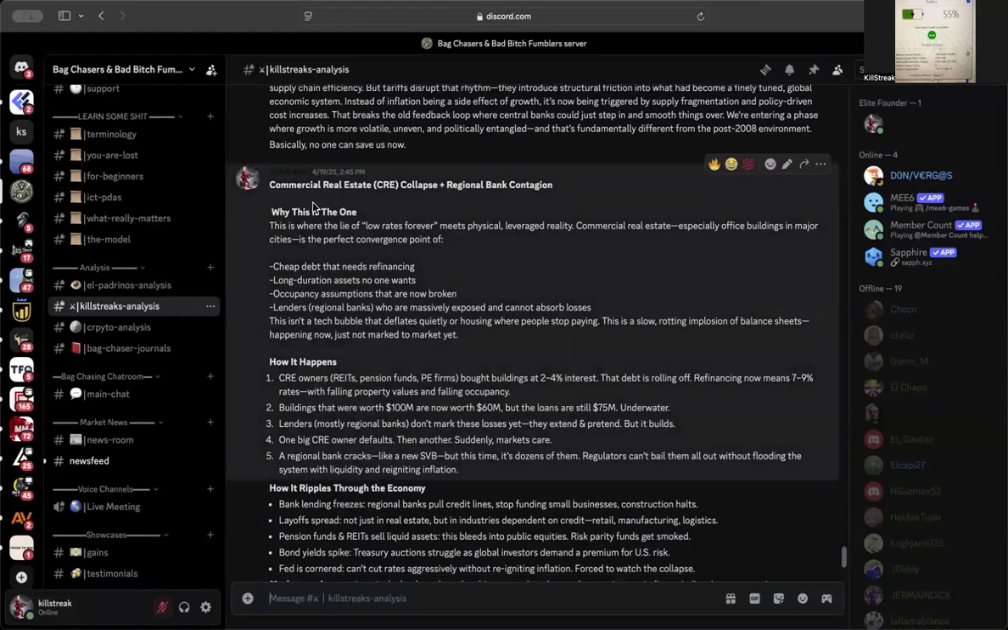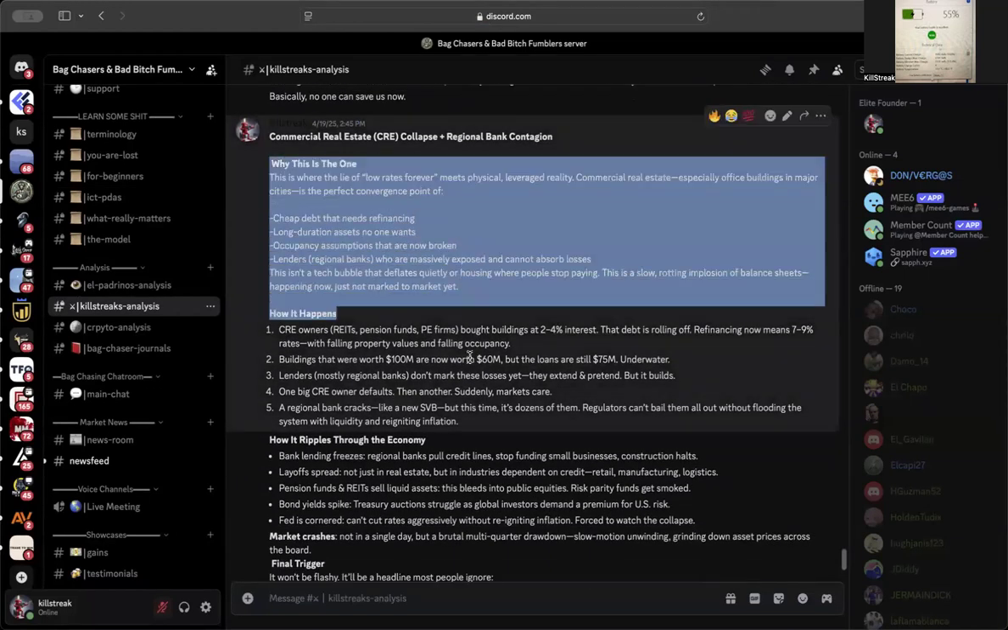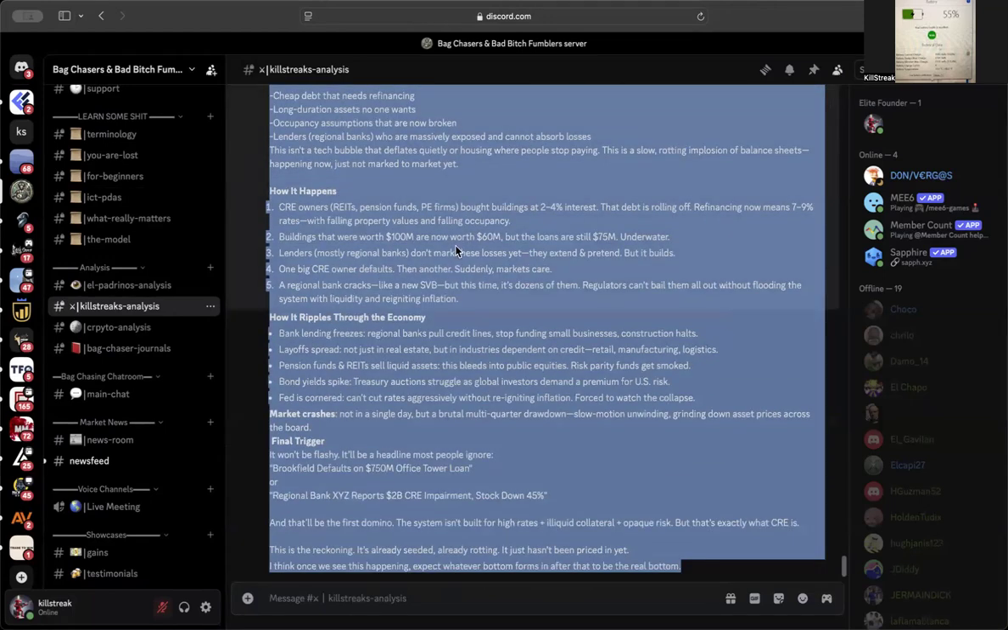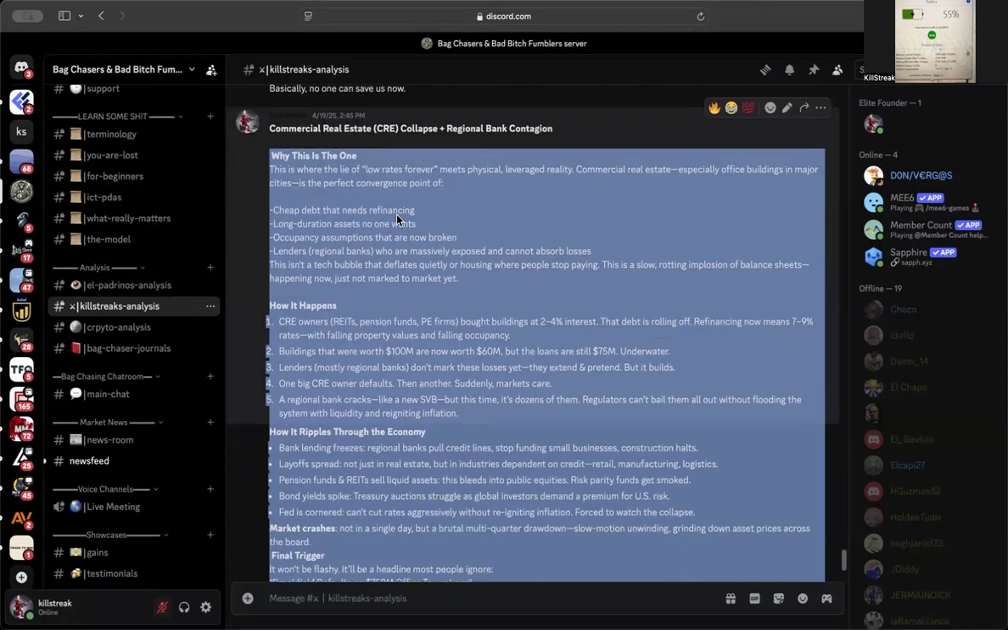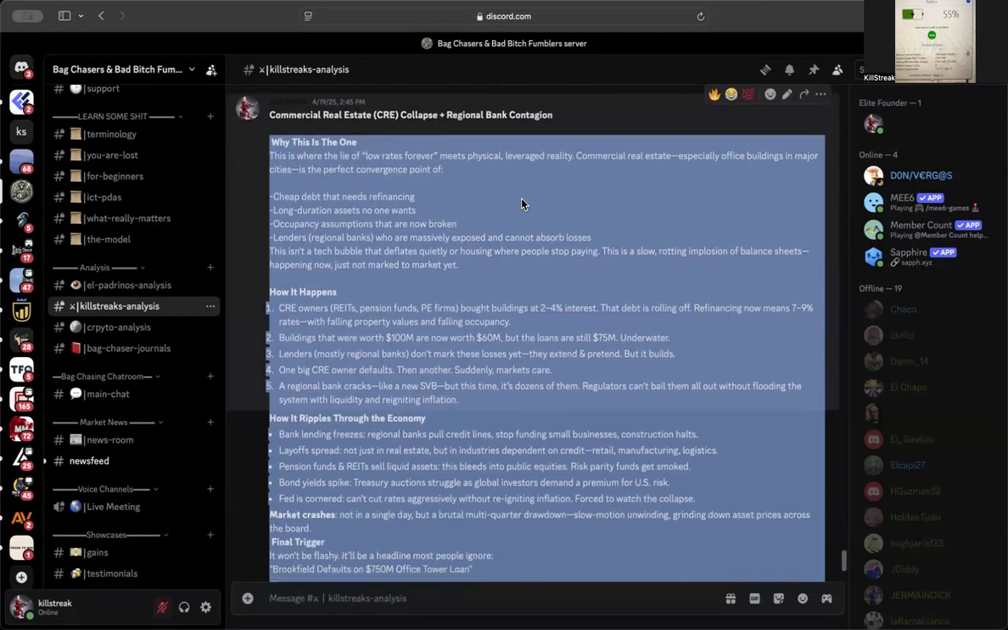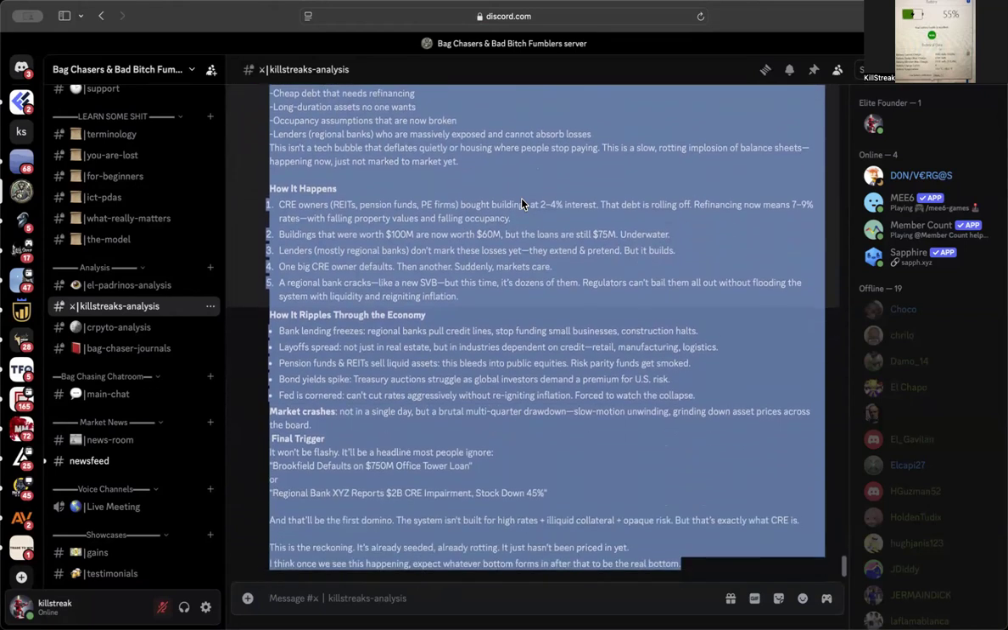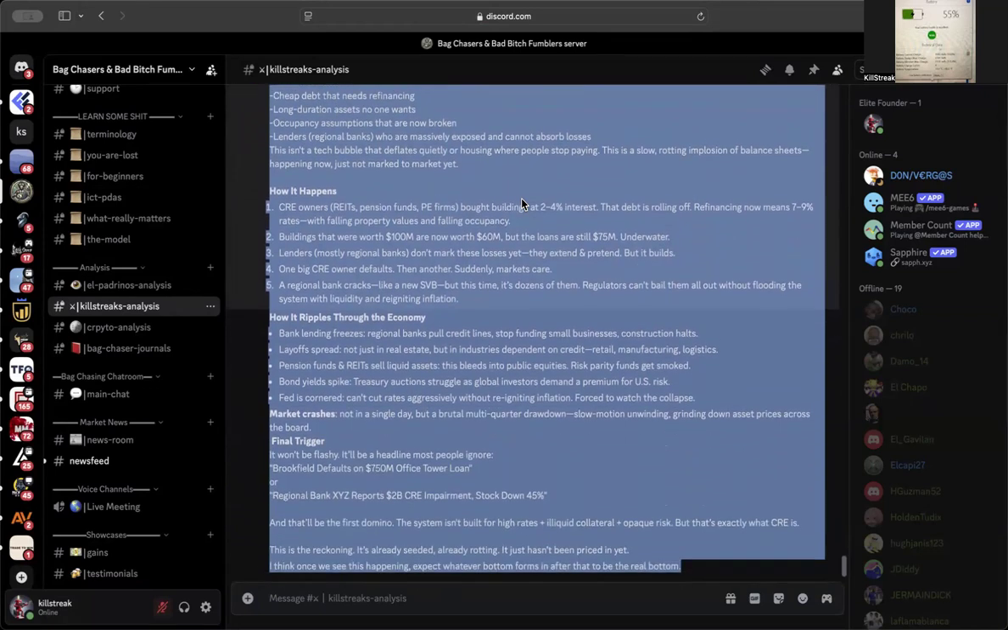This is where I think, over the next year, if something breaks with the economy, it's going to be regional banks and commercial real estate. Rates are not going to go down with Trump tariffs and stuff. So I'm expecting small bank lending to pull credit lines and stop funding small businesses, because construction's hot. It all spreads, not just in real estate but in all industries related to credit, and pension funds are going to struggle. Bond yields should spike. The Fed can't cut rates without reigniting inflation, so they're forced to watch it collapse. And the market collapses not in a single day, but in a brutal drawdown, grinding down asset prices across the board.